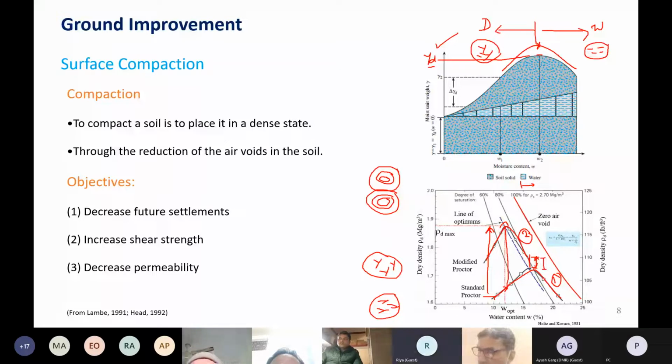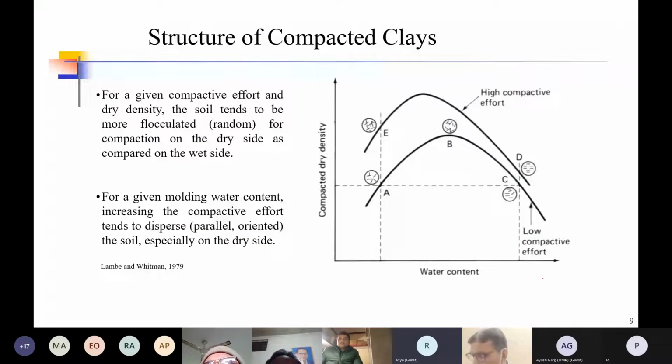So it is always recommended to work on the drier side rather than on the wetter side. That's what I have discussed here. You can see just at the drier side how exactly the jump in the dry density happens, but that's not the case on the wetter side.